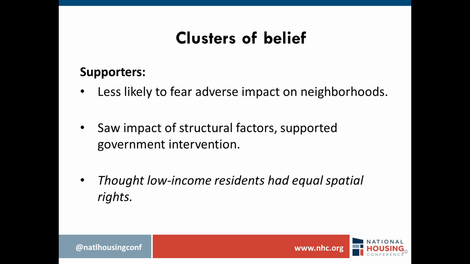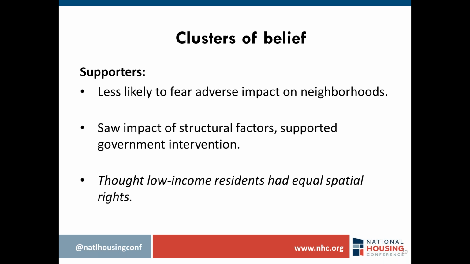So supporters were less likely to fear bad impacts on their neighborhoods, right? They weren't as bought into the idea that affordable housing was going to be bad for them. They understood structural and systemic factors that influence poverty and other issues, and they supported government intervention, so they were on that kind of positive liberty spectrum. And they also thought that low-income residents had equal spatial rights.